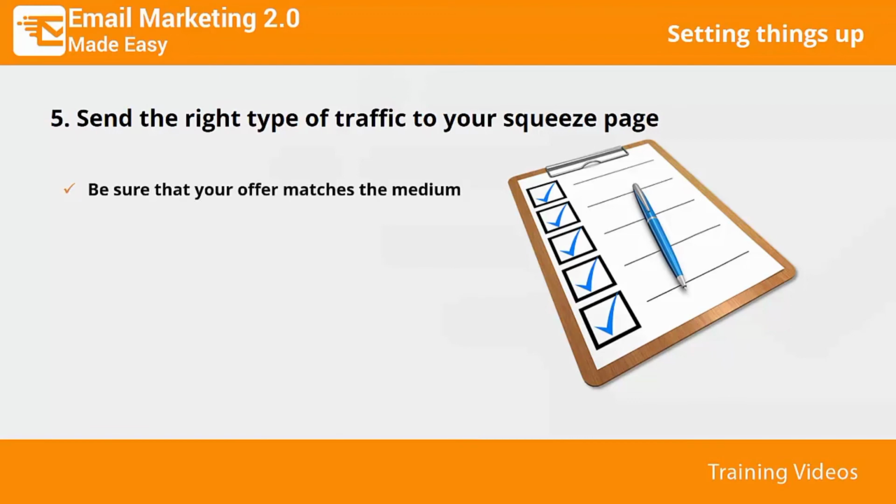Be sure that your offer matches the medium. Making sure that your offer matches the medium means that if you're asking for someone's email address, it's because it's required for delivering what you're offering. For example, if you want to show them a video or download a PDF file, it's not required to have an email address, unless you're offering an email course that includes PDF files or video.